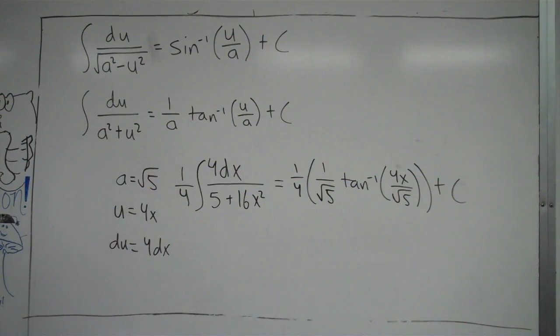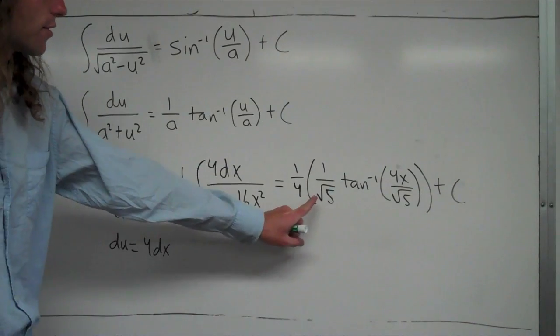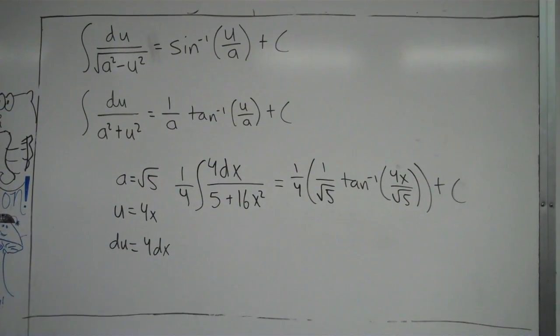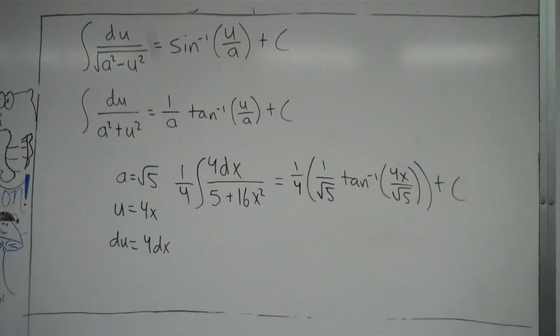and that's my antiderivative. I, of course, could distribute this 1/4 times this, make it 1 over 4 square root of 5. It would be the same thing, but there's my antiderivative of that function.